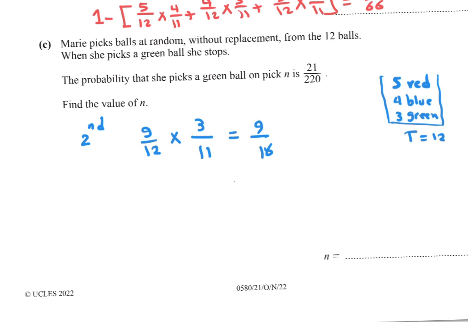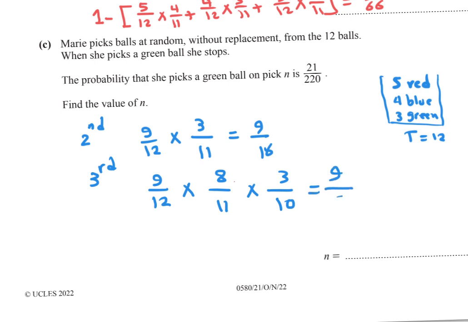Maybe this will happen at the third. If it happens at the third, this means the first one is not green, so 9 over 12, and the second one is not green, so 8 over 11, and the third one is green, so 3 over 10. We can find the answer: 9 over 55, so it doesn't work. We can try the fourth.